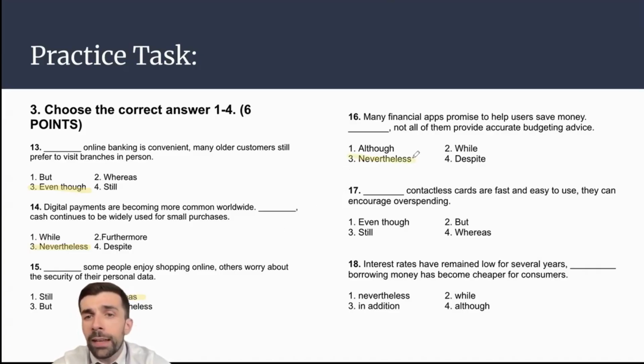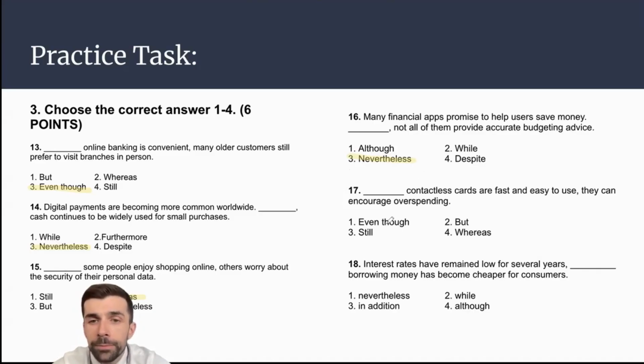We'll use nevertheless again here. Not all of them provide accurate budgeting advice, for the same reasons as in number 14. Although is closer to working, but it needs to be in its own phrase. Help users to save money, comma, although, no comma, not all of them provide accurate budgeting advice.